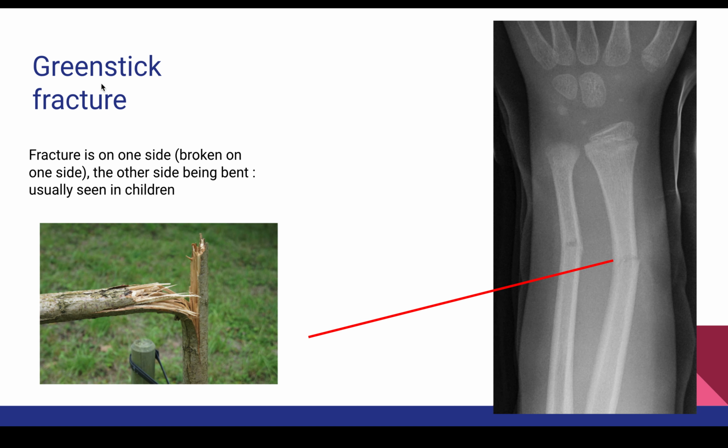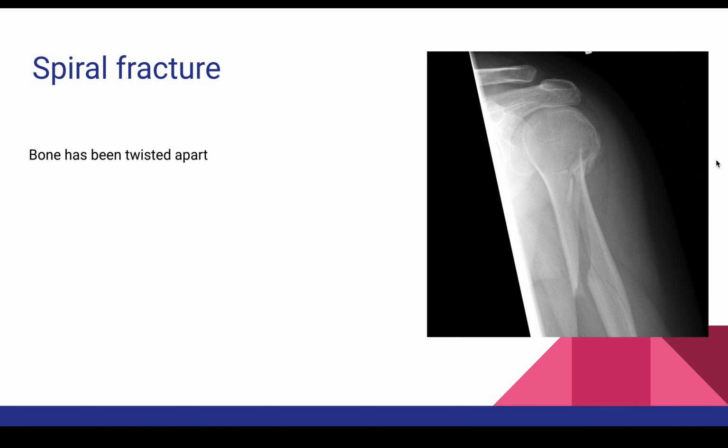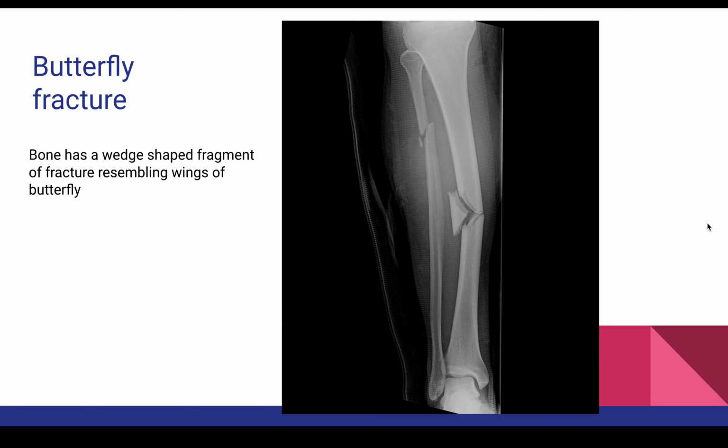Why is it called a Greenstick fracture? Because like a tree branch, here you might have a break, but it's going to bend on the other side. Okay. Spiral fracture, the bone has been twisted apart. Here you can see that the long axis of the bone has been deviated. Butterfly fracture, this one's an interesting one. This is when the bone has a butterfly-shaped or a wedge-shaped fracture fragment. So the fragment you can see is like a butterfly spreading its wings, okay?